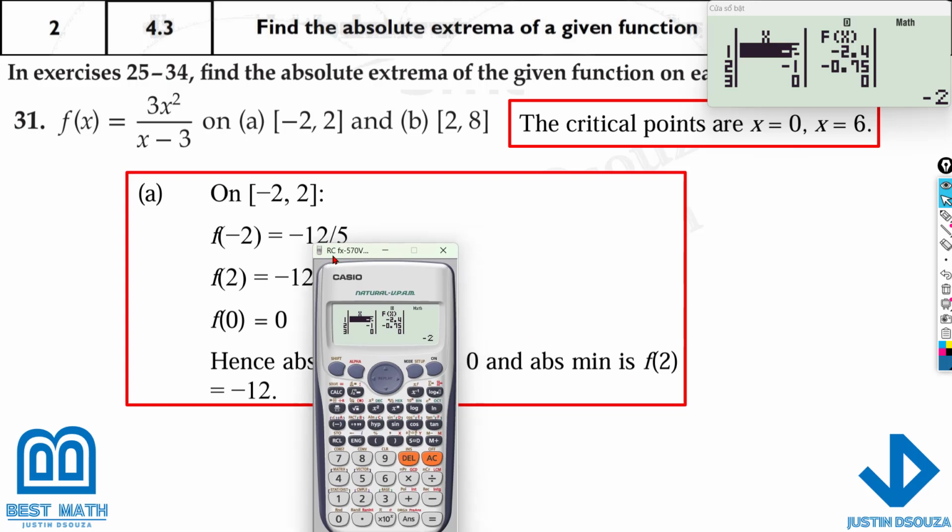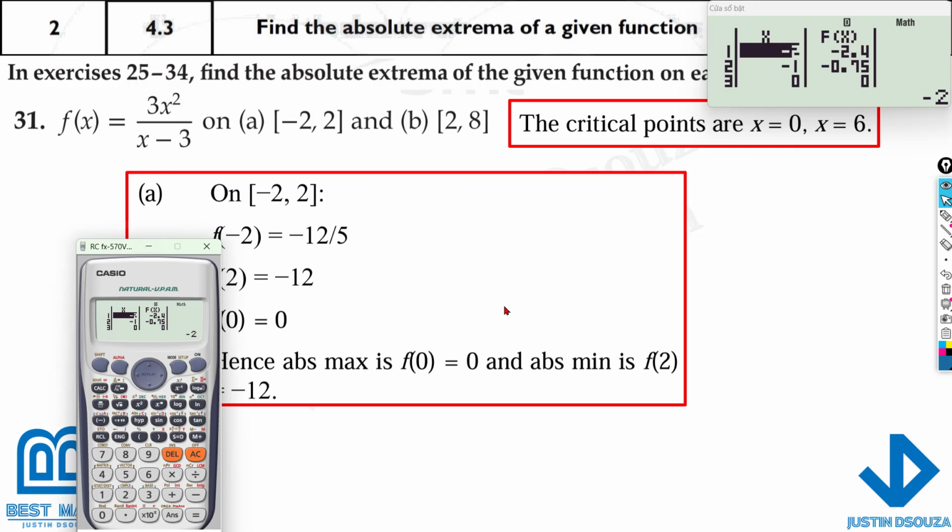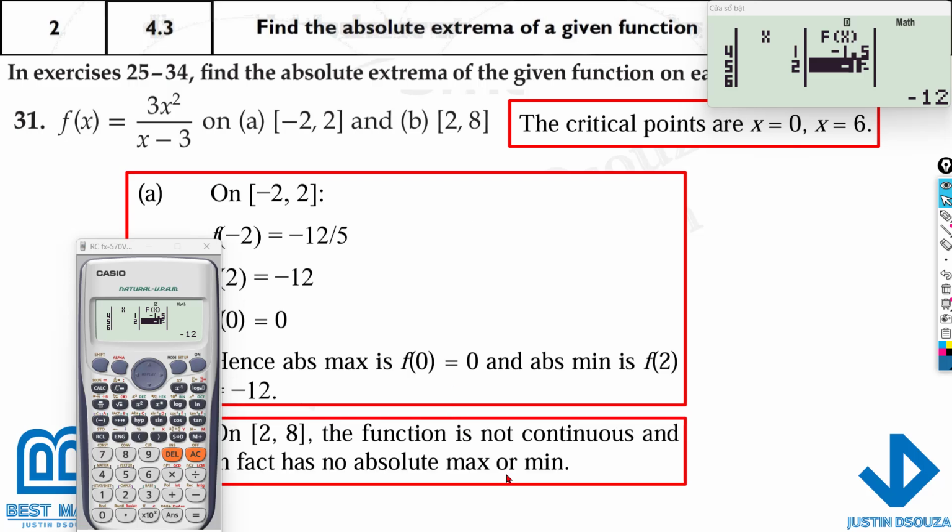So here the absolute maximum is f of 0, and that's 0. You can see over here, yes, that's 0 and 0. And the minimum over here at f of 2 is minus 12. Similarly, you can do the next one as well.